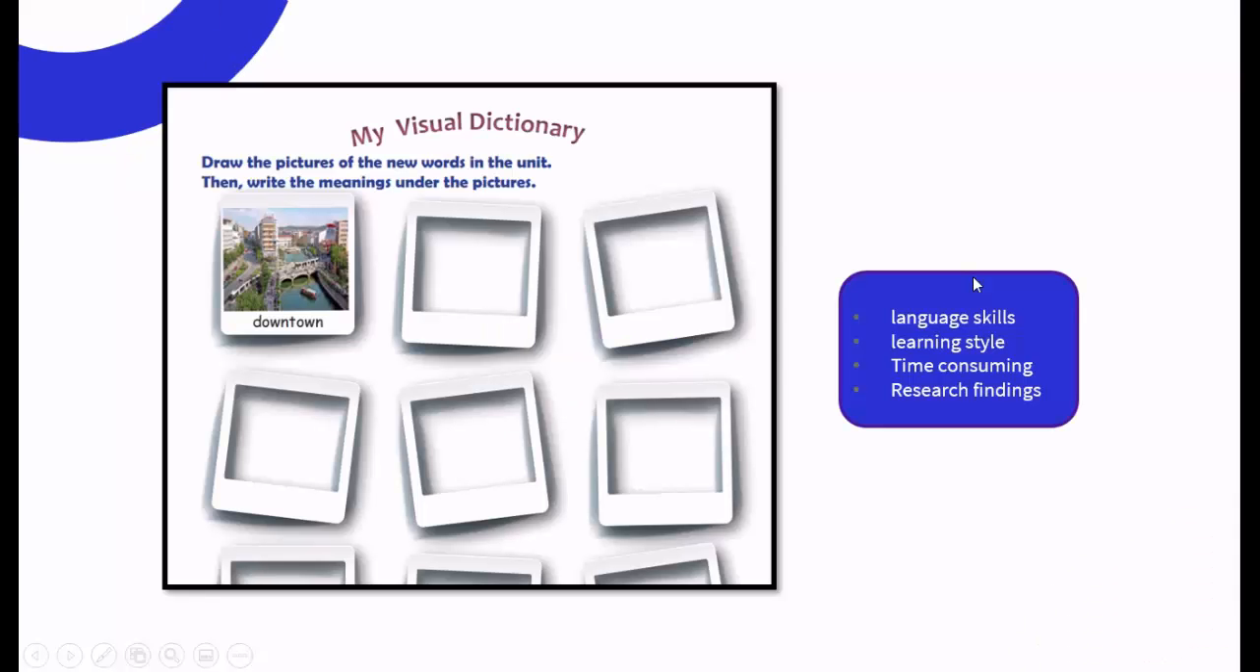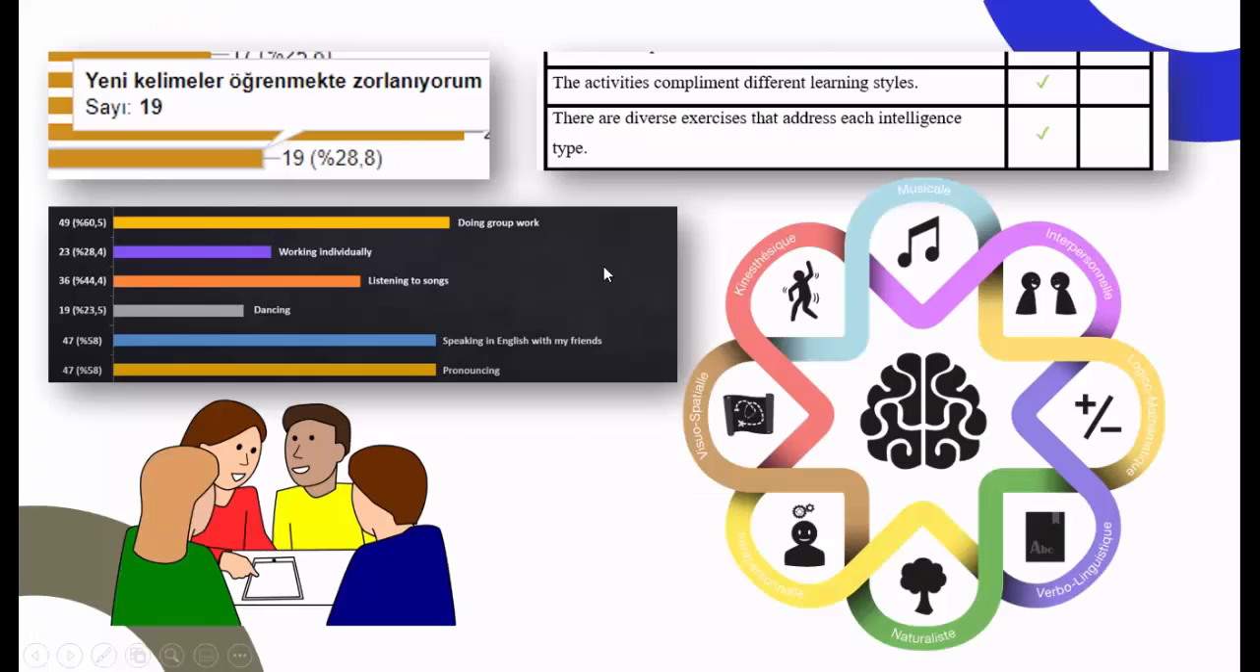Hello everyone, I am Turgay. In this part, we will omit an activity. This is the last activity of the unit. In this activity, students are supposed to draw vocabulary items. This activity doesn't fit with the main four language skills. In our research, we learned that some of the students have a hard time learning new words. By omitting this activity, students will have a chance to work with words more.